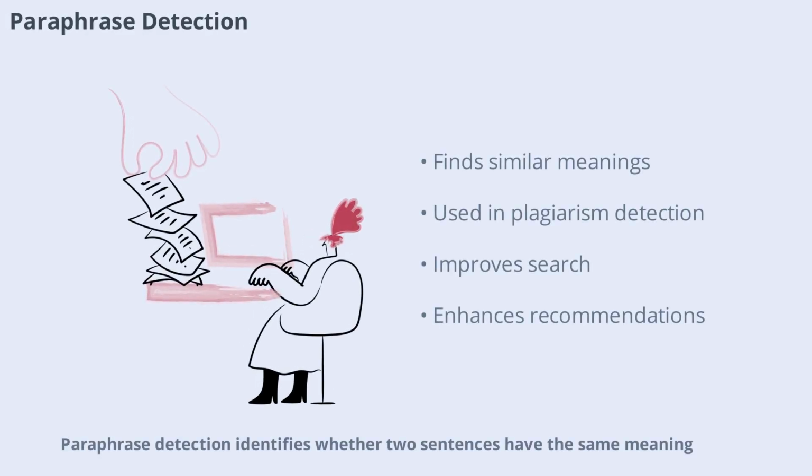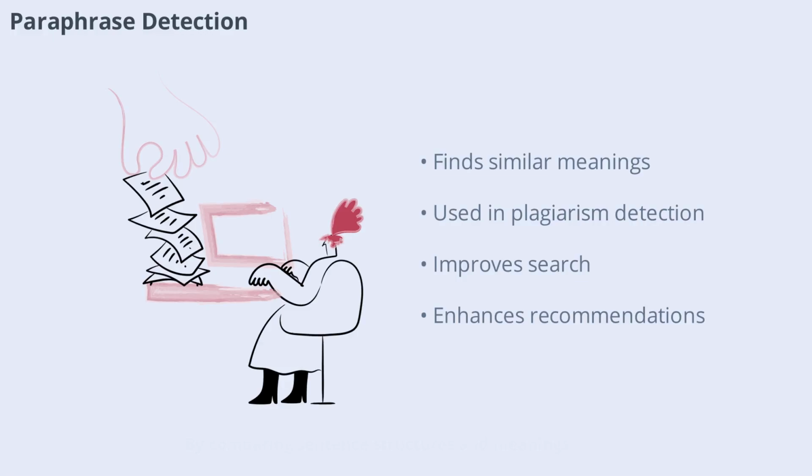Paraphrase detection identifies whether two sentences have the same meaning, even if they use different words. This technique is used in plagiarism detection, duplicate question identification, and content matching. By comparing sentence structures and meanings, NLP systems can recognize paraphrases and improve the quality of search and recommendation results.